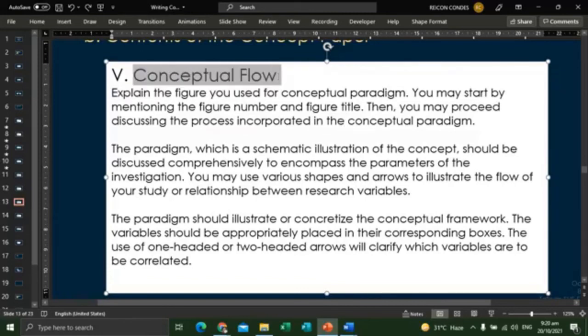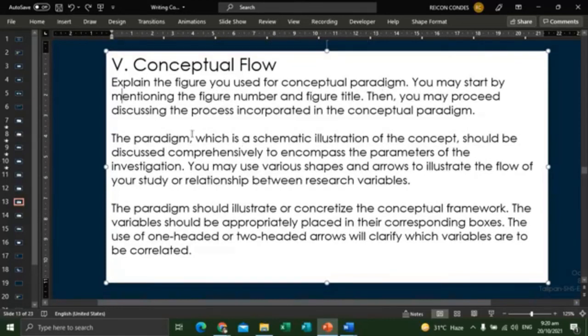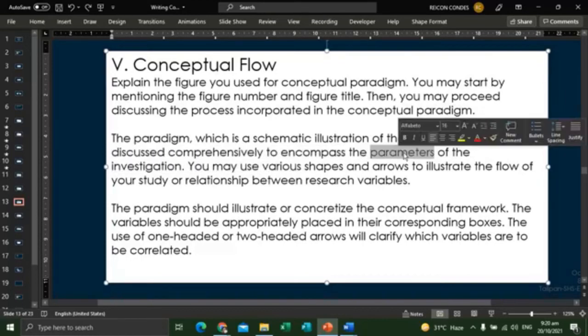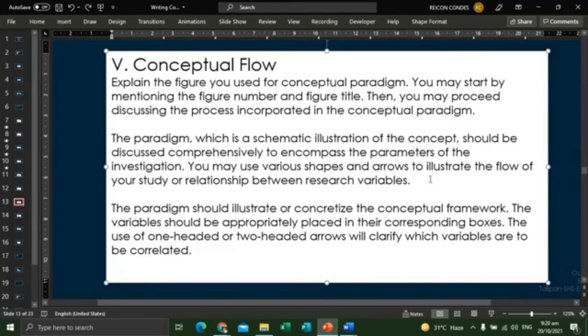So, itong conceptual flow ay magpapakita ng schematic diagram tungkol sa magaganap sa inyong proposed business, proposed project, and proposed research. So, meron yung figure 1 and then figure title. So, pwede kayo mag-start ng discussion doon. So, this schematic illustration should show the concept and you should be able to discuss comprehensively to encompass the parameters, ano yung mga involved at hindi involved sa inyong gagawin. And you may use shapes and arrows to illustrate the flow of your study.